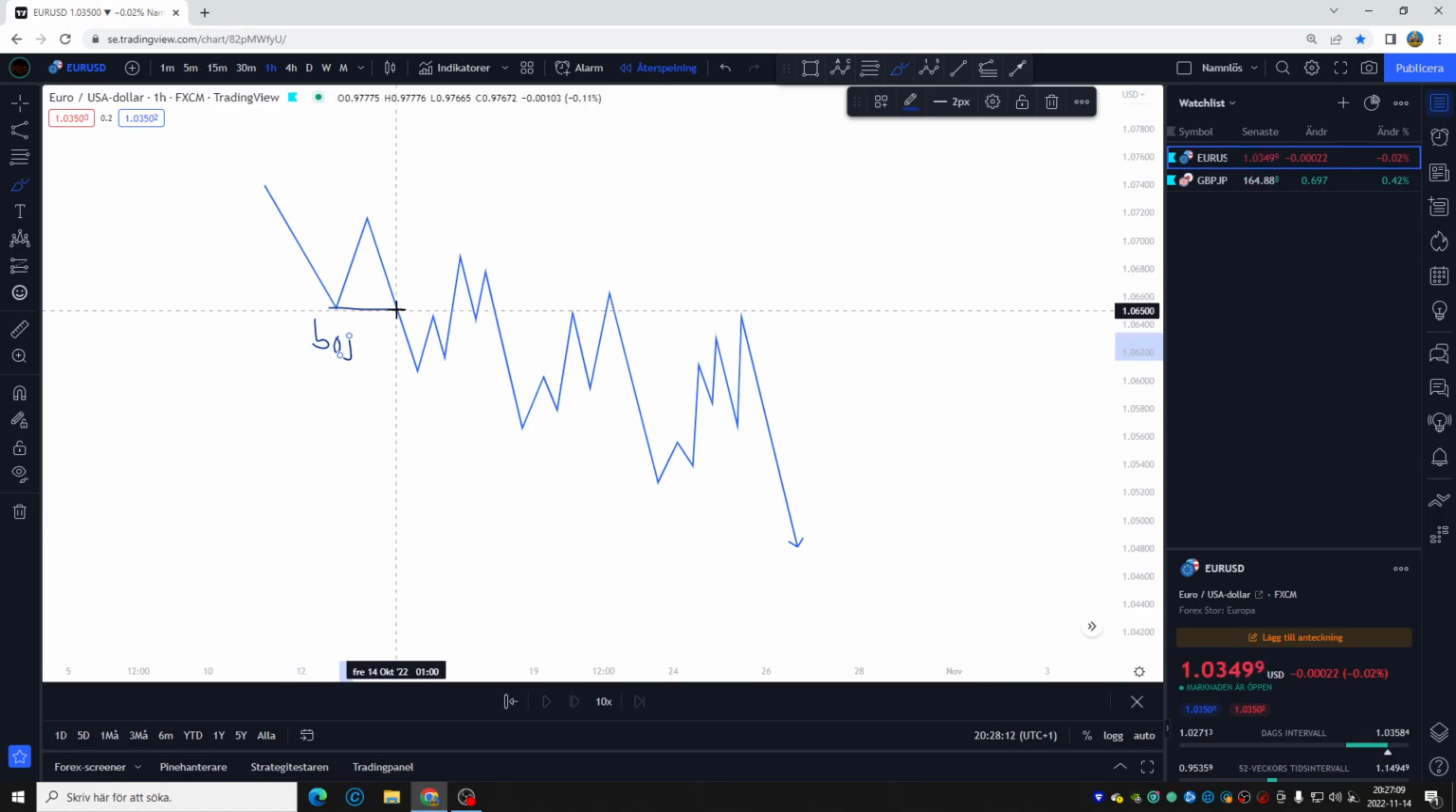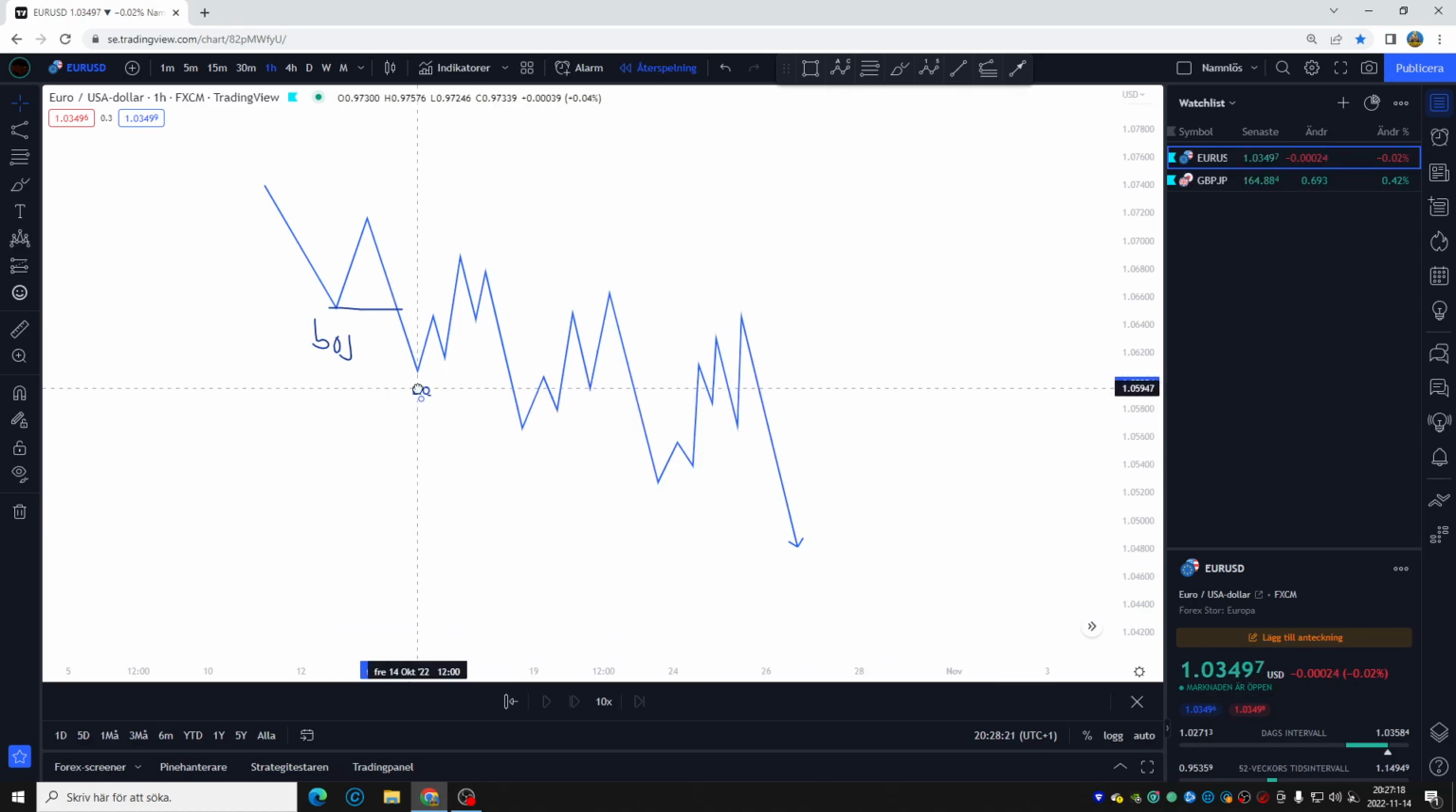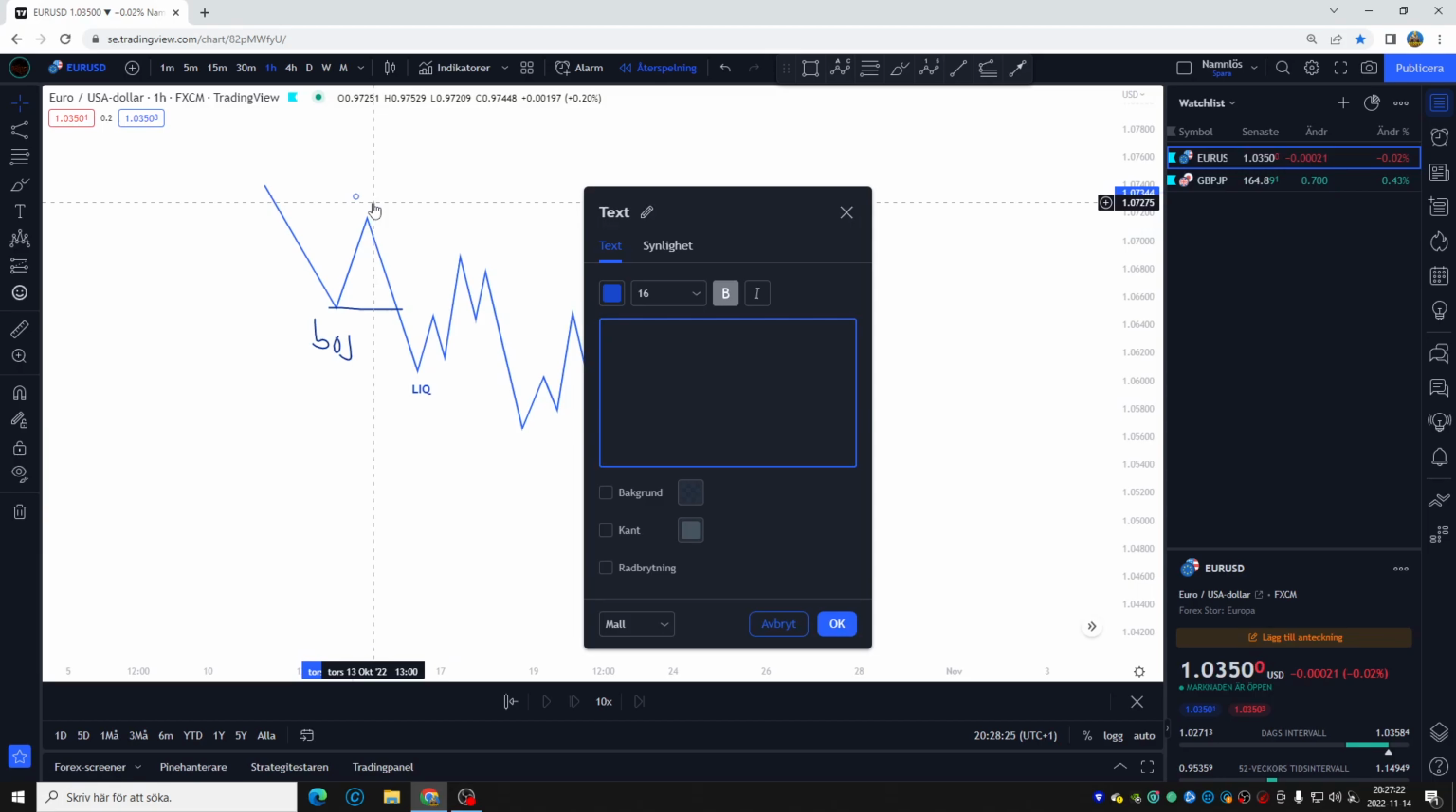What is leading to this break of structure? Leading to that we get a liquidity. And this is our protected high. You don't need to name them anything, you can name them whatever you want, it doesn't matter. You just need to understand what, in this case, the protected high and the liquidity are doing.